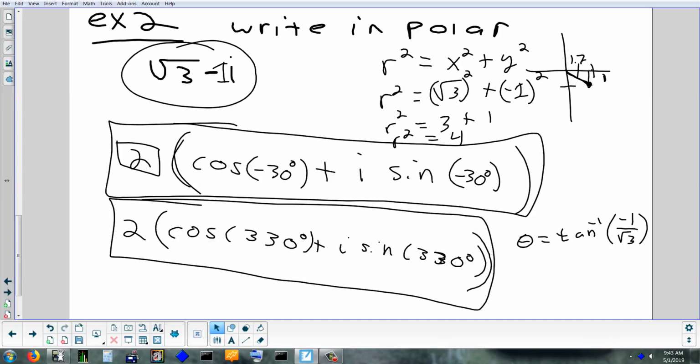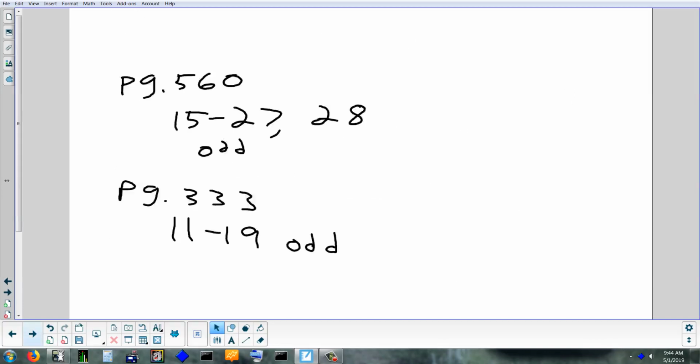Okay, so finding r and theta, just like what you did on Tuesday. Okay, so the homework: first part is on multiplying and dividing complex numbers, page 560, 15 to 27 odd, 28. And page 333, that's what we just did, graphing complex numbers and writing them in polar. Tomorrow you'll see the connection between what we were studying in polar and what we did in complex numbers. How fast does it make multiplication and division? Very fast. And I'll show you that tomorrow.